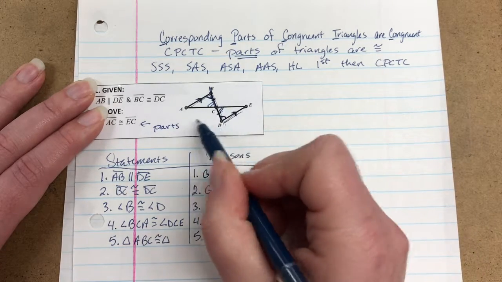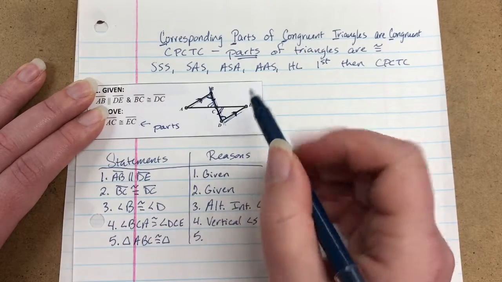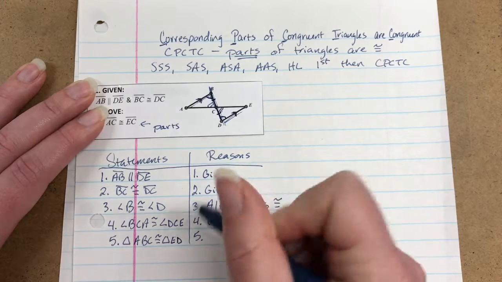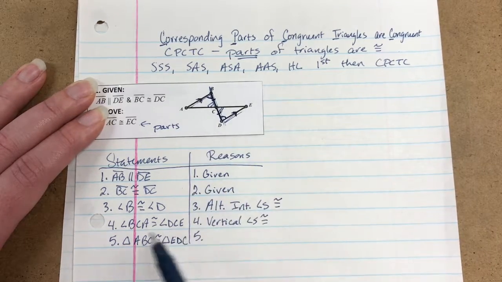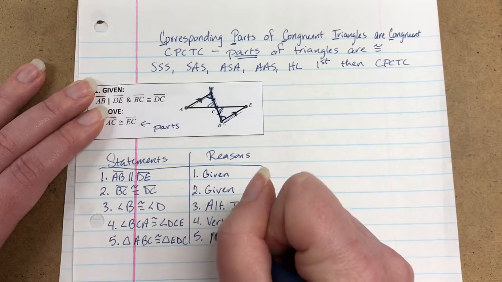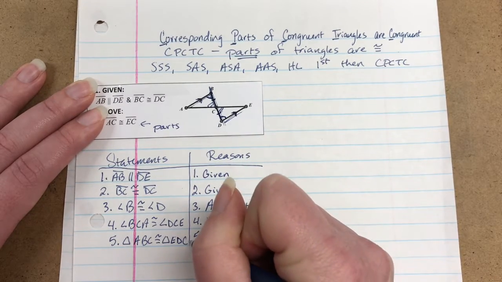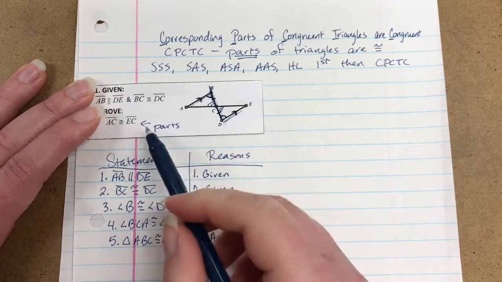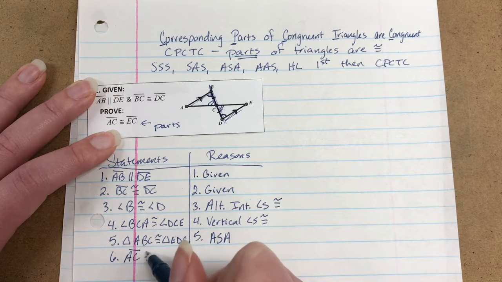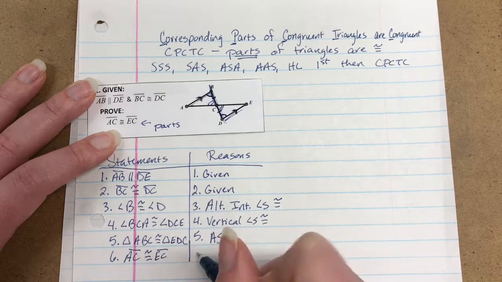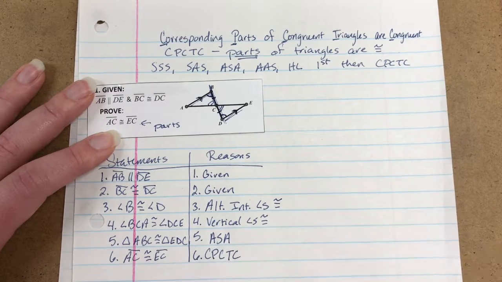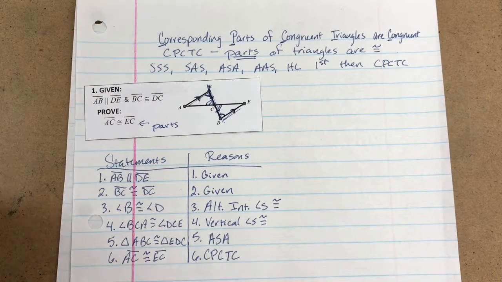Now remember, we have to match up our angles here. So angle A matches with angle E, angle B matches with angle D, and then angle C matches with angle C. So we have triangle ABC is congruent to triangle EDC by angle side angle. And since we know that those two triangles are congruent, we can now say that segment AC is congruent to segment EC because of corresponding parts of congruent triangles are congruent, or CPCTC.